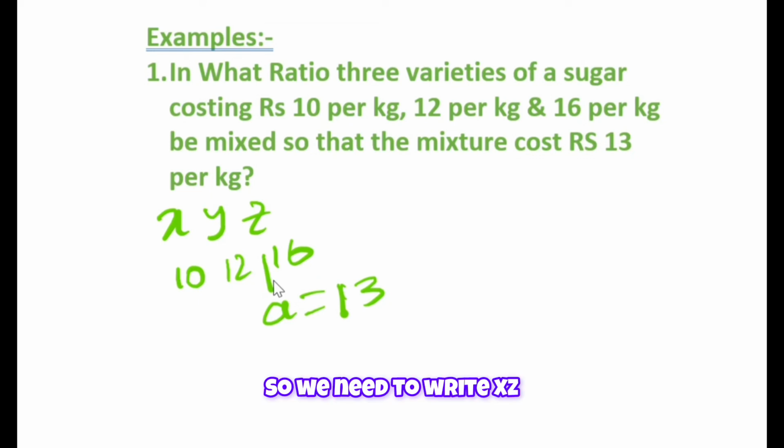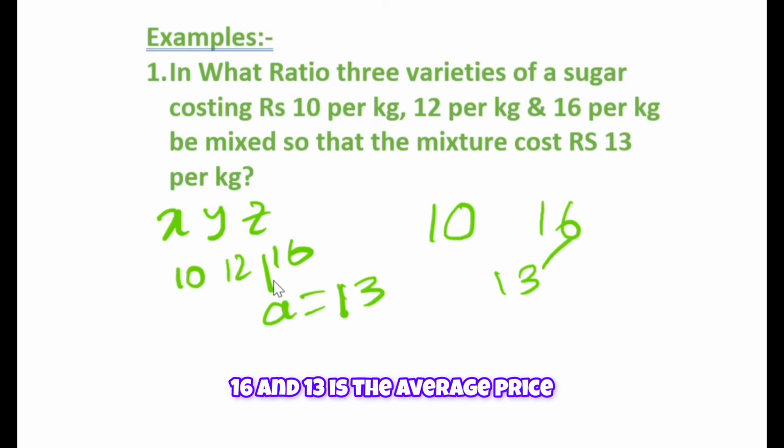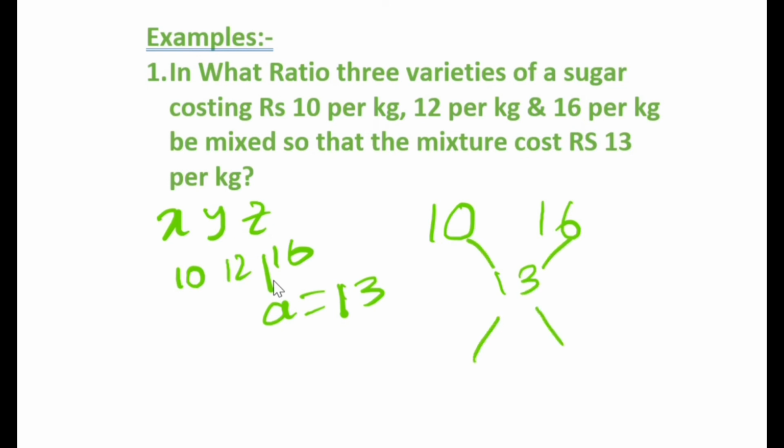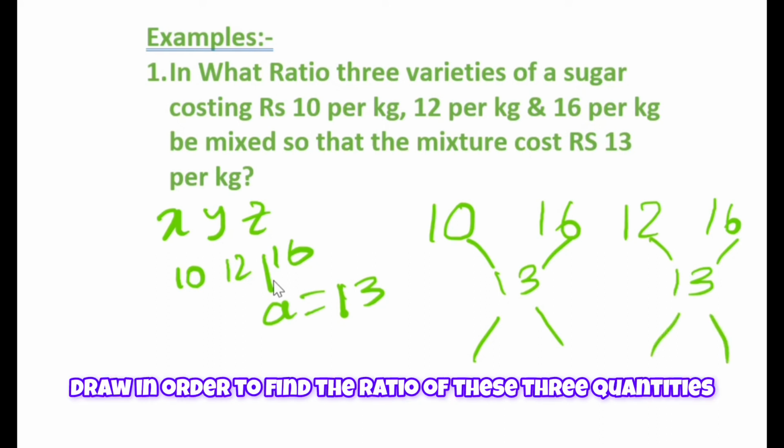So we need to write xz and yz in the two allegations. So I'm writing directly 10, 16, and 13 is the average price. And what is the second one? We need to write 12, 16, and 13. So these are the two allegations we need to draw in order to find the ratio of these three quantities.